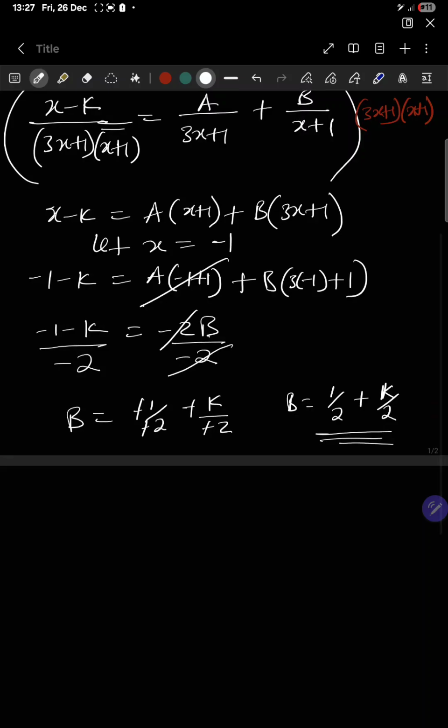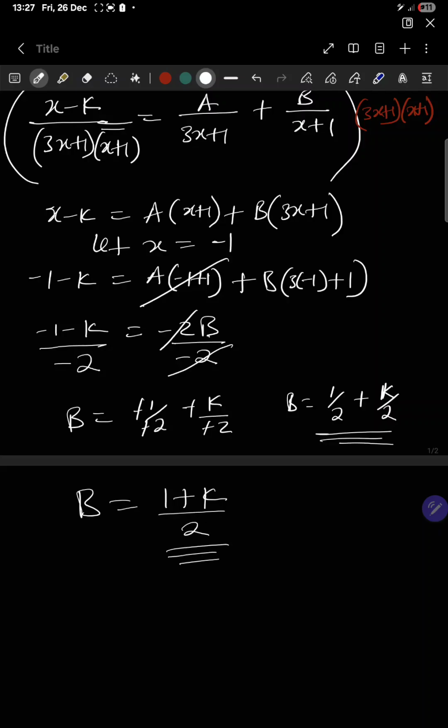Now we also need to get the value of a. How can we get the value of a? Before we go on, we can actually rewrite the value of b as b is equal to (1 plus k) over 2, if we want.